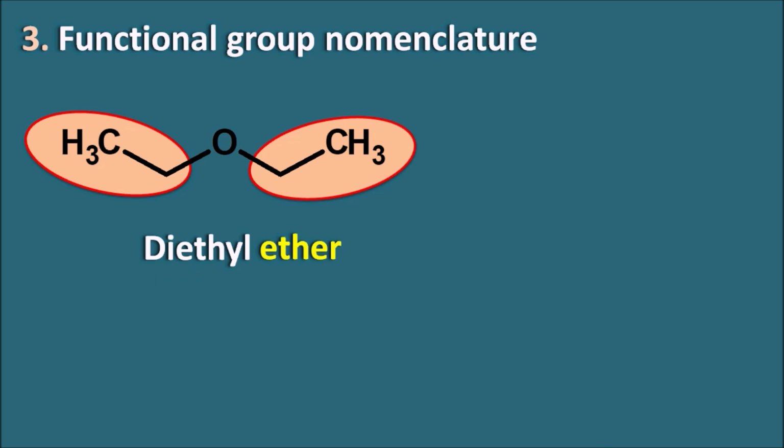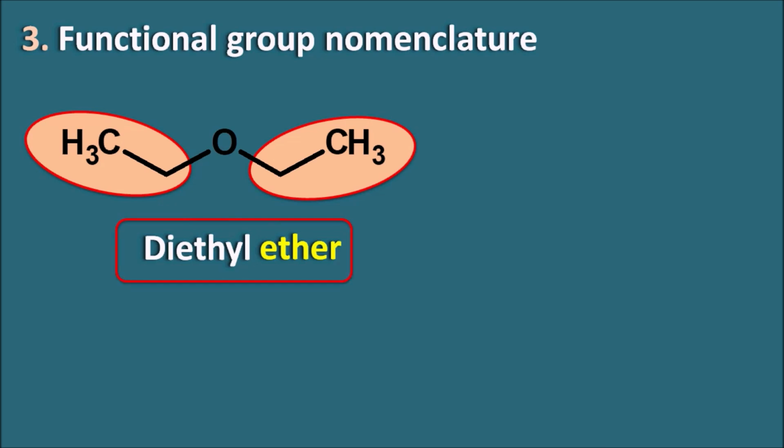Now the name of this compound ends with the functional group. So this type of nomenclature we call functional group nomenclature. So this is the diethyl ether, and you can observe that when we're using the functional group nomenclature, the first word and second word are not continuous and there is a gap between these two. Diethyl is a separate word and ether is a separate word. So diethyl ether is the functional group nomenclature for this compound.